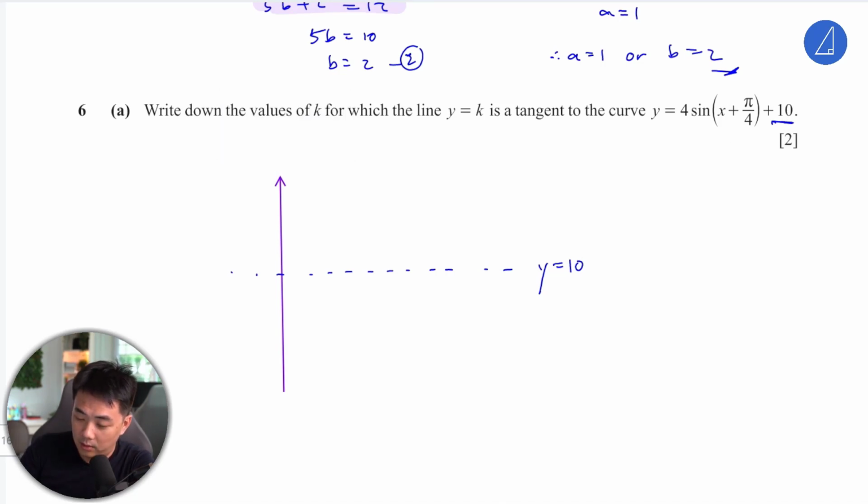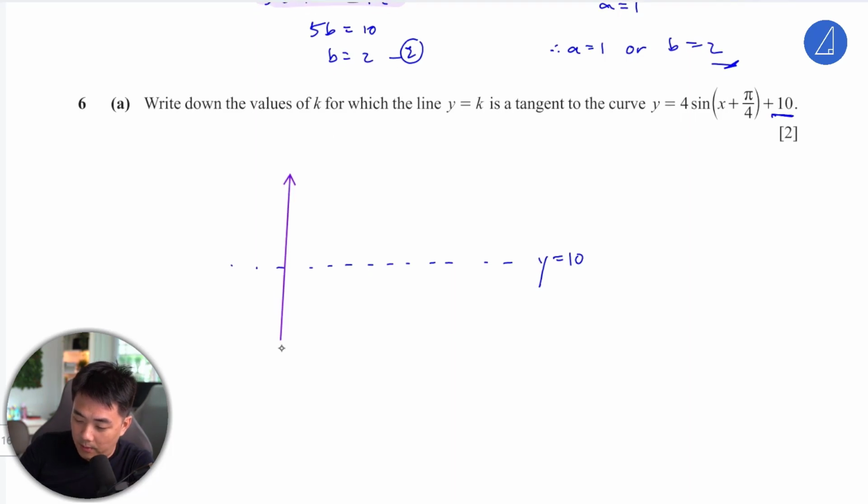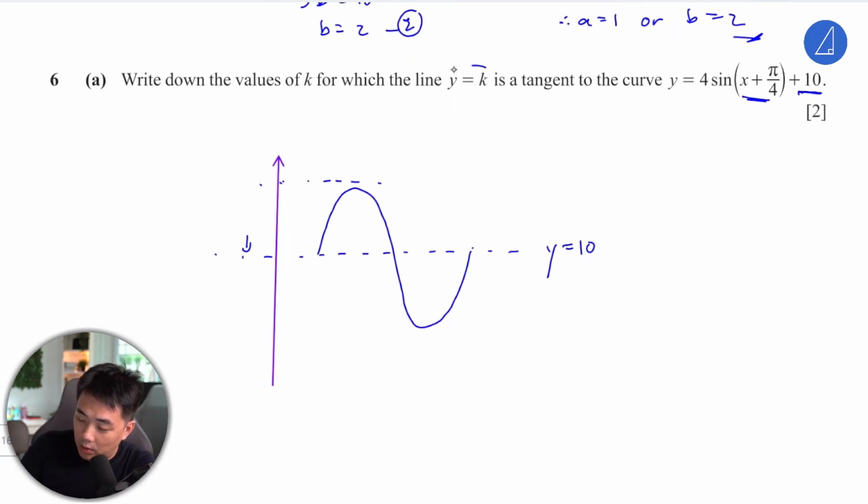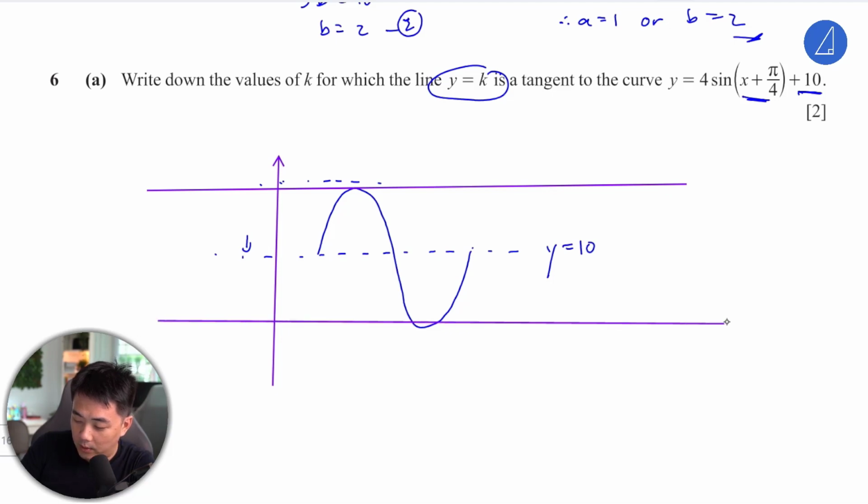It doesn't really matter. I know that this sine curve is translated, and it would somehow look like that. Then you know that the amplitude here is 4. In order for the line to be tangent to the curve, and this is a horizontal line, the main thing is that the horizontal line will have to be tangent to the curve. So it has to be at the max point and the min point. Right. So just writing these two down should suffice.